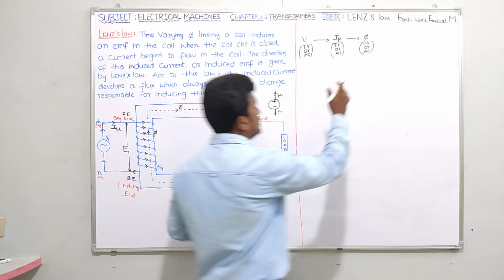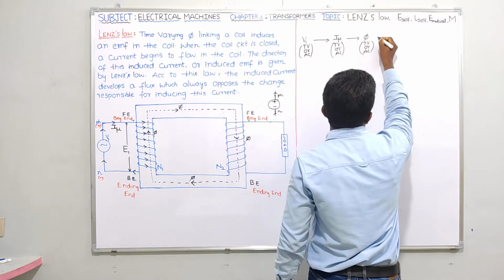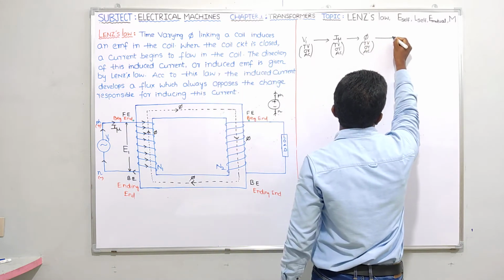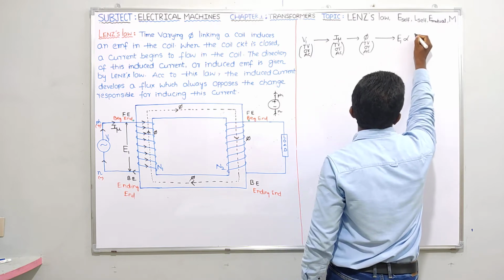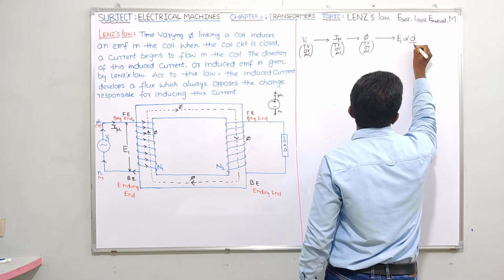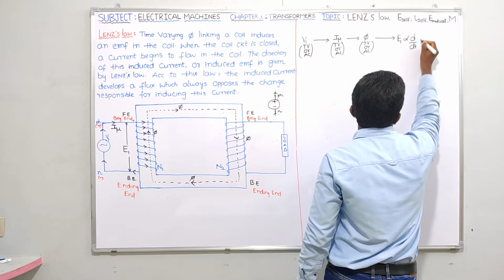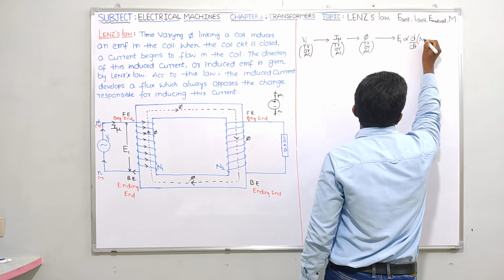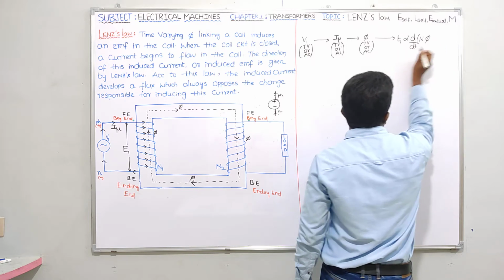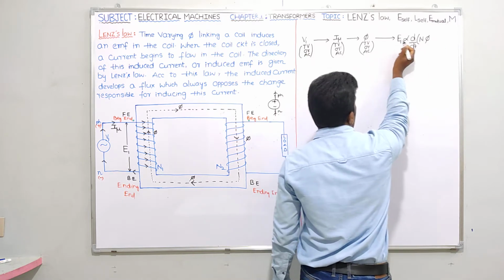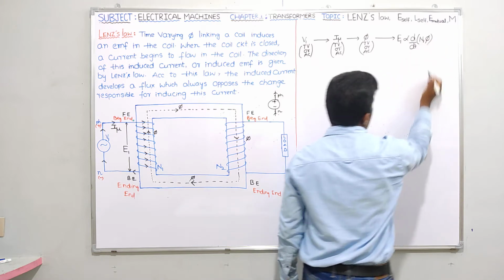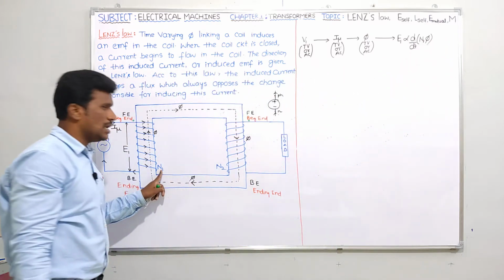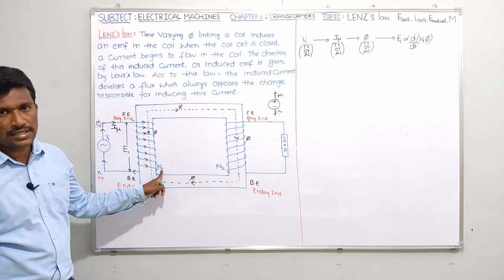So because of this time varying flux, in the transformer primary winding, E1 will be induced. Why will E1 be induced? Because E1 is proportional to the rate of change of flux linkage. Flux linkage is what? N phi. You are discussing EMF induced in the primary winding, therefore you should take the number of turns also. N1 you should take, because the primary winding has number of turns N1.